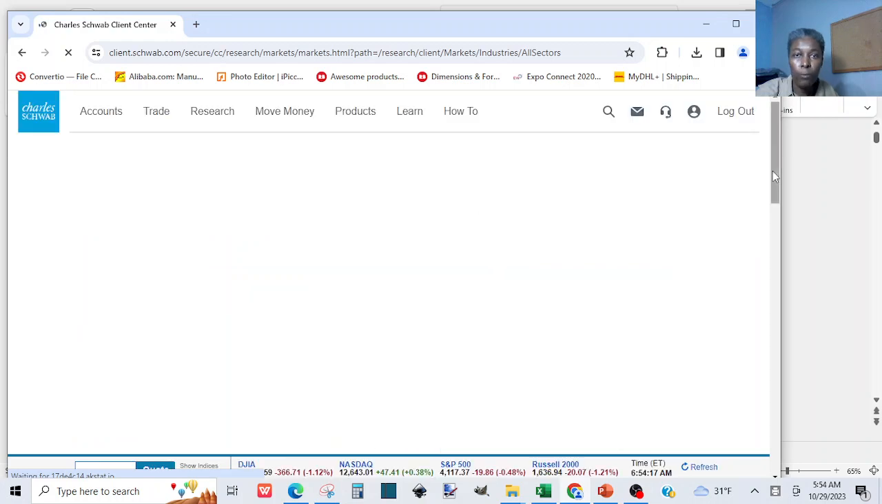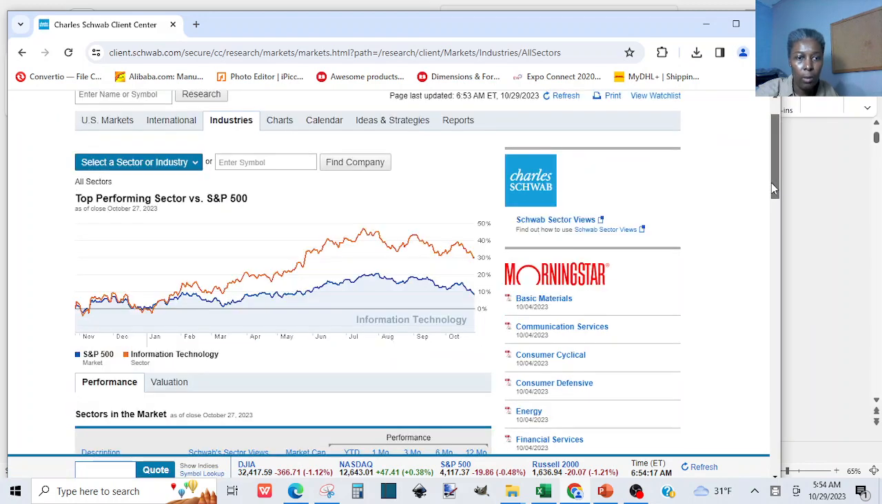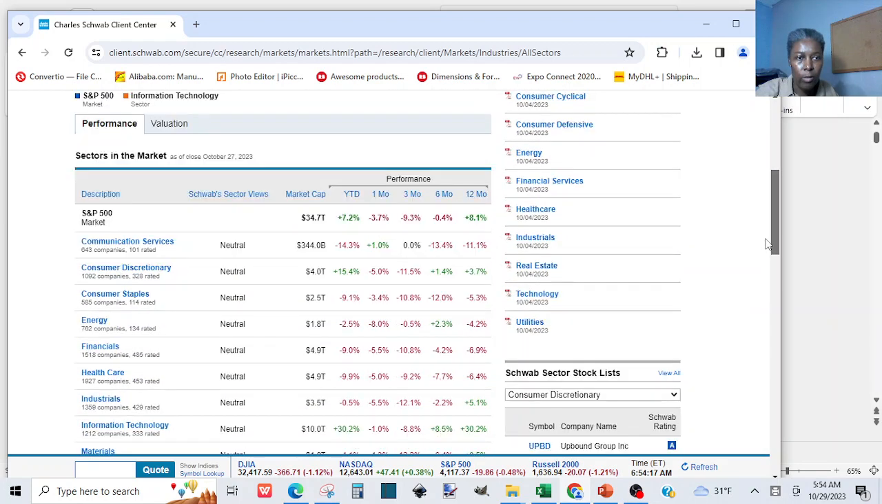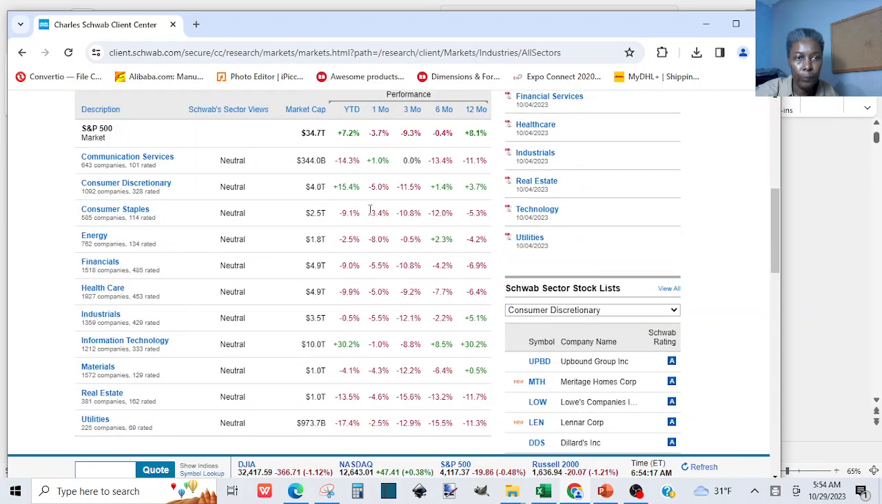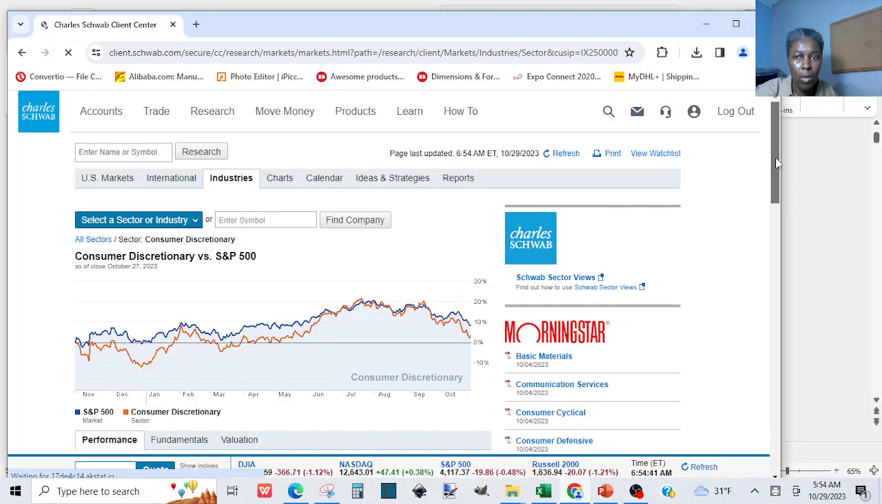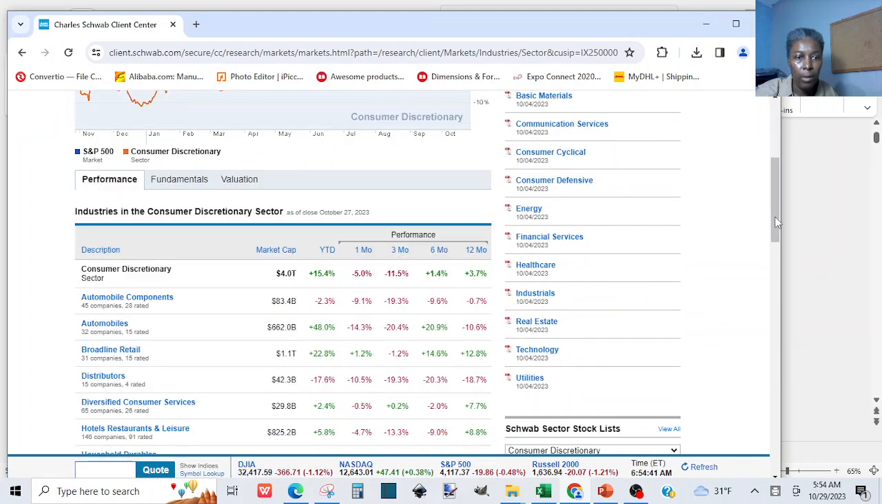And when I'm looking for dividend stock, I like to work in the classic view because of the layout. And you can see you have the sectors. You can just click on the one you want to look for dividend stock in. Today we are going to continue with the consumer discretionary sector. And inside that, they have industries. We are going to pick one.